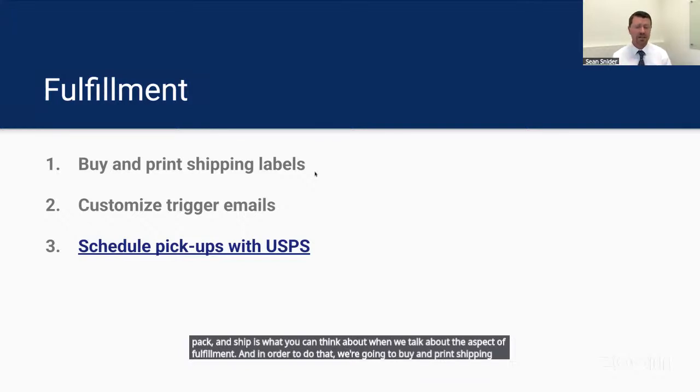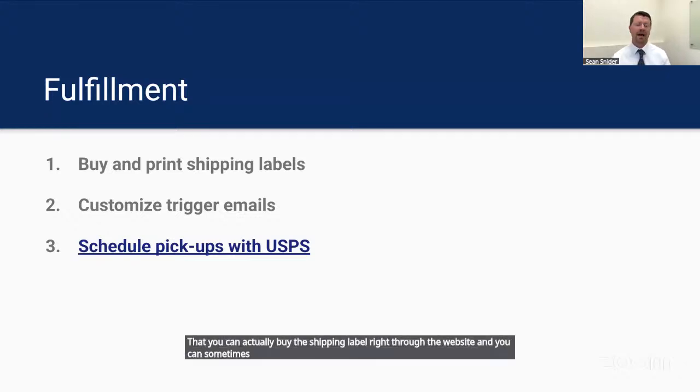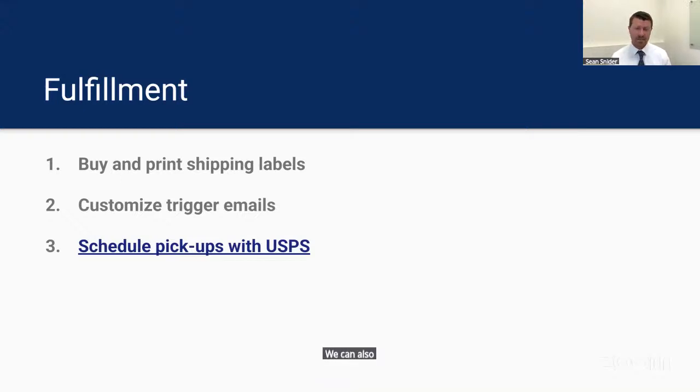You're going to see in a lot of these e-commerce website builders like Shopify, Wix, Squarespace, etc., that you can actually buy the shipping label right through the website. And you can sometimes get better pricing that way than just buying your shipping label at the store, say. You can also customize some emails that go out.